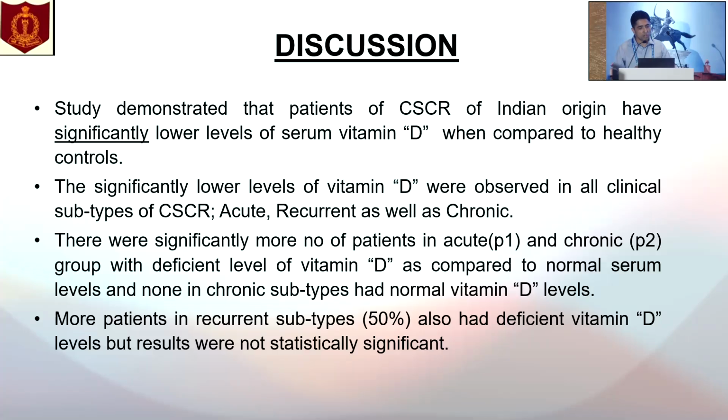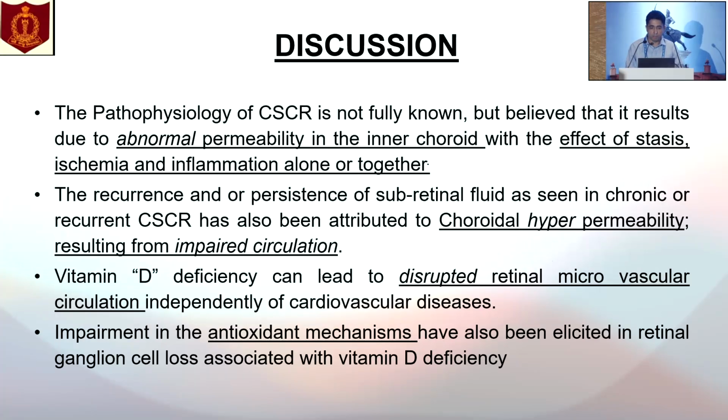Now coming to the discussion, our study demonstrated that patients of CSR of Indian region have significantly low level of serum vitamin D when compared to healthy control. The significantly low levels of vitamin D were observed in all clinical subtypes of CSR, like in acute, recurrent, as well as chronic setting. There were significantly more patients in the acute and chronic groups with deficient level of vitamin D as compared to normal serum vitamin levels, and none in the chronic subtype had normal vitamin D levels. More patients in the recurrent subtype also had deficient vitamin D levels, but results were not statistically significant.